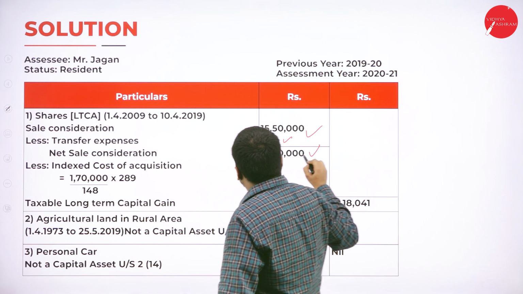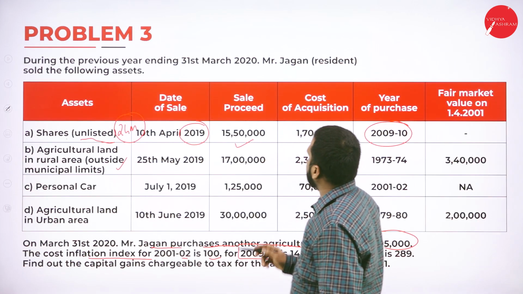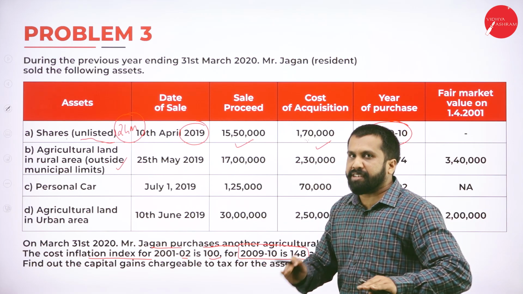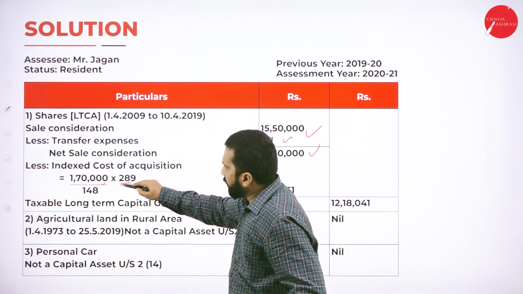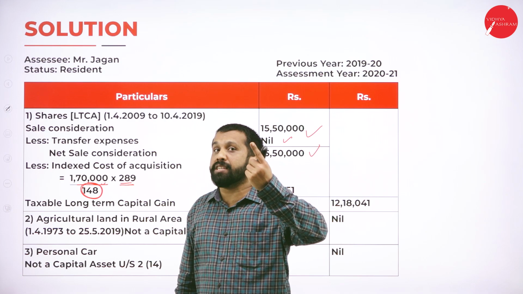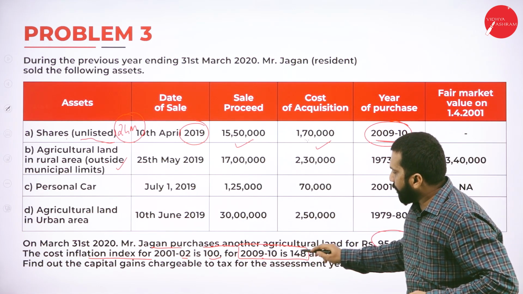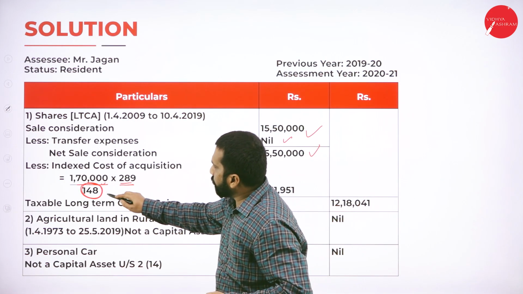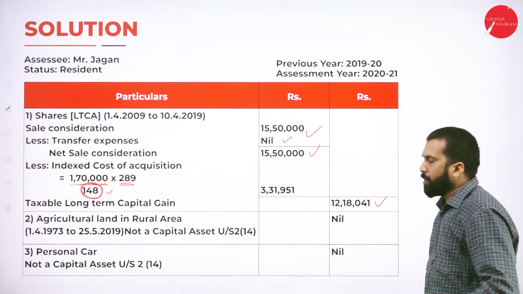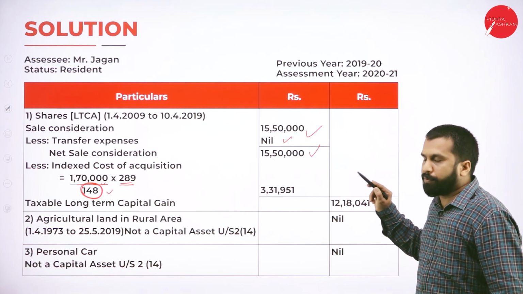Then your net sale consideration less indexed cost of acquisition. 1,70,000 was your cost. Multiply it with the common number, 289. That is fixed and common. Then divide by the index for the year it was purchased. It was purchased in 2009-10, and for 2009-10 you have 148. Now calculate 15,50,000 minus 3,31,000. It will become 12,18,041. Hope you are clear. What is the answer? 12,18,041. Now this is done.